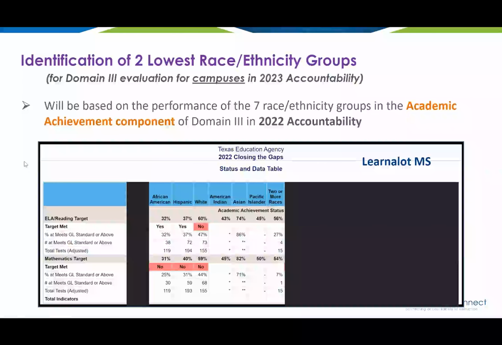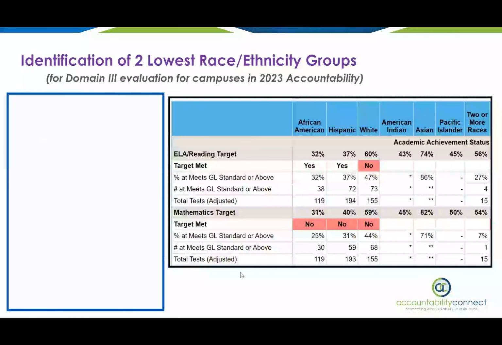You can see on the screen a more detailed step-by-step instruction of how that works. But again, it's the number of kids that met grade level compared to the ones that took the test. And if you are an Accountability Connect member, we have a tool to help you calculate this data as well.